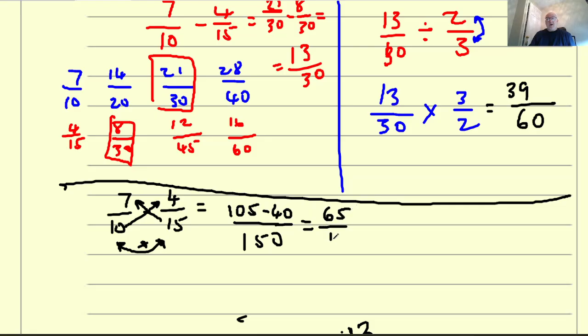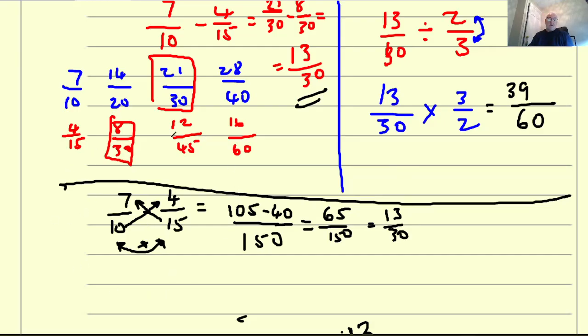65 over 150. If I then took the fraction and then I simplified that, okay, I could take that. I don't need to simplify it at this stage. But if we did simplify this, it would give you 13 over 30. Divide that by 5 gives me 13. Divide that by 5 gives me 30. And I get the same answer as what I've got there.